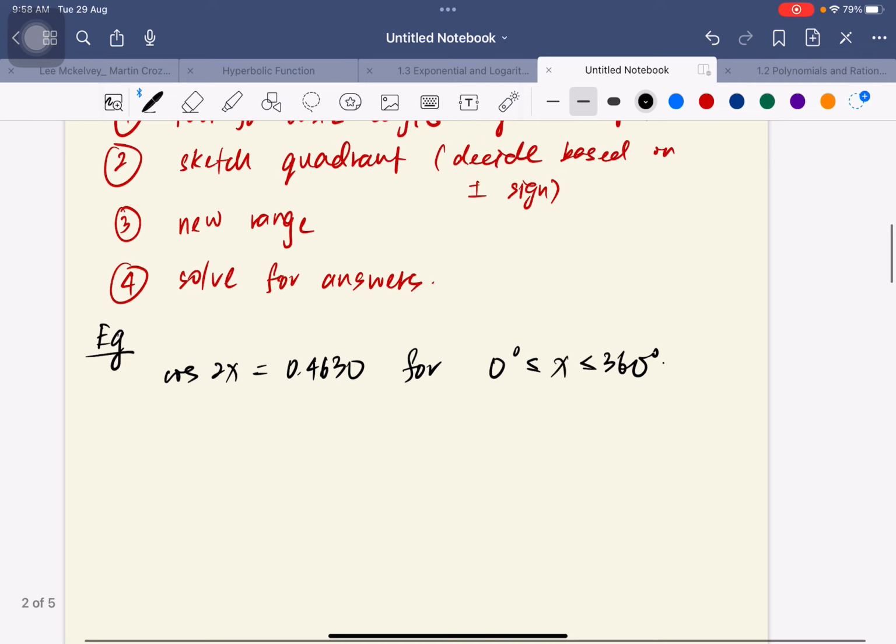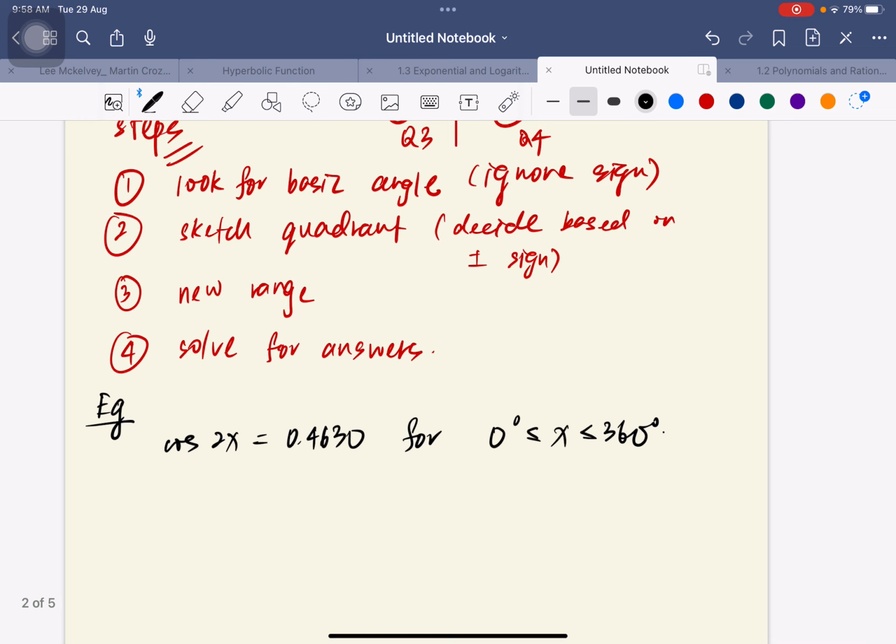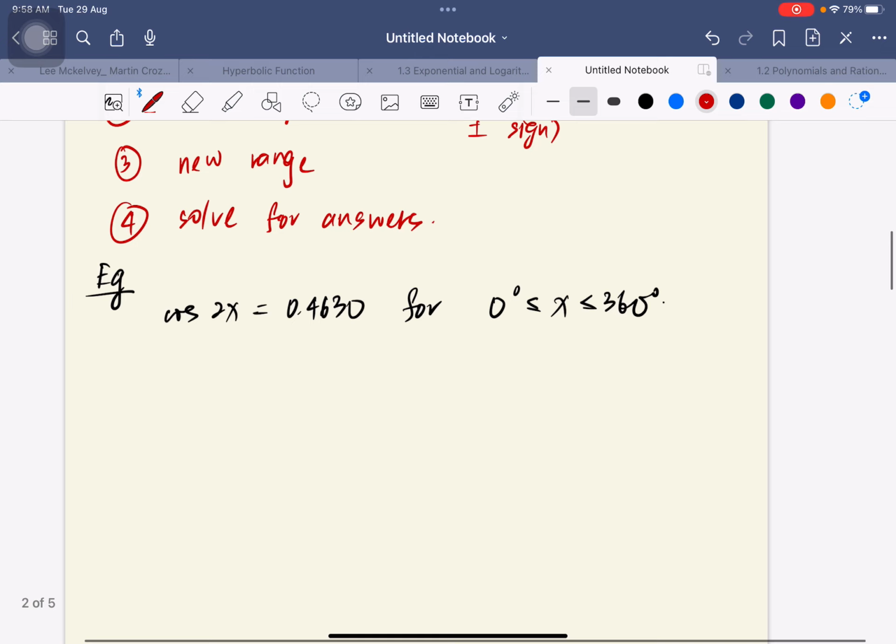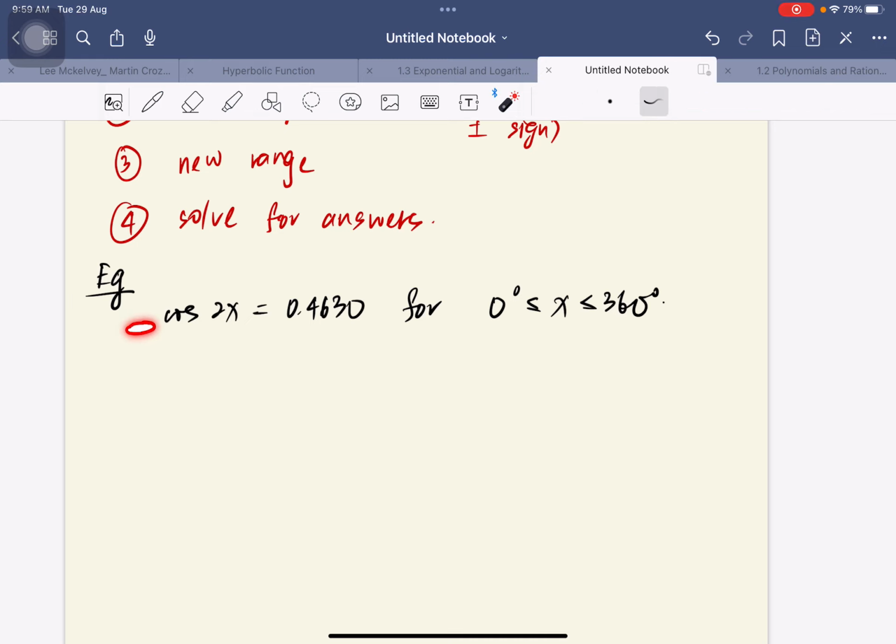The first step is to look for the basic angle, and we're going to ignore the negative sign. Basic angle means you need to make sure that in front of the trigo there will be no number, no constant. If there's a constant, for example 2, you need to move it over and divide by 2. Basically, we're just trying to get rid of any constants in front of the trigo.